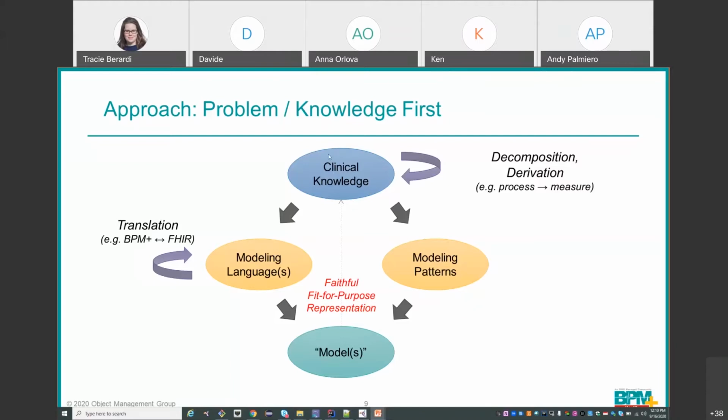That's why we start with the knowledge, decompose, derive, understand the problem. That informs the choice of modeling languages on one side and modeling patterns on the other side. The languages is a more technical knowledge representation perspective. The patterns is more a domain subject matter oriented perspective. And those two then are brought together into the models. And the emphasis is these models not only have to be faithful, so capture as much as possible, no more, no less, the original intent, but also be fit for purpose.